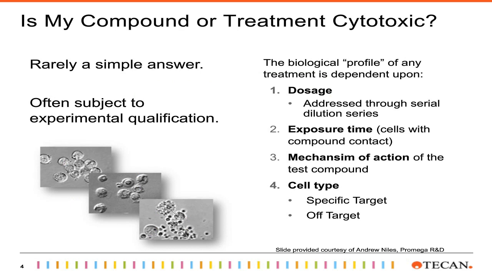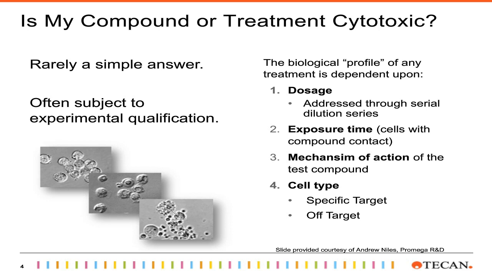Discovering if a treatment is detrimental to the cell health can be a difficult task, and oftentimes there's really no simple answer. The reason is that the biological profile from any treatment is dependent on a number of factors that will impact the result that you get. I've got those factors listed on the right-hand side of the slide here, and these are just a few, and there could be many more. On the top of that list is dosage. So how concentrated is the test article that you are evaluating? And oftentimes what we'll do is we'll address this by performing a serial titration of that compound.